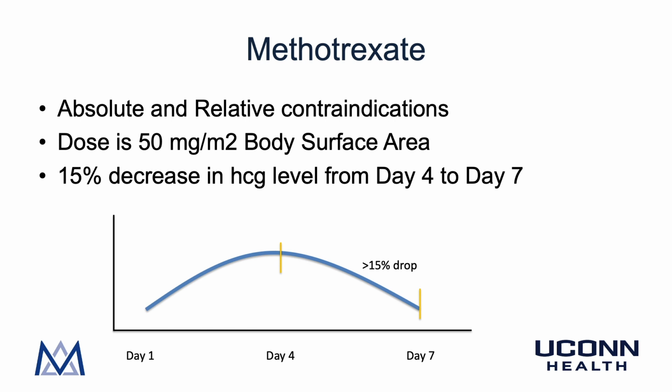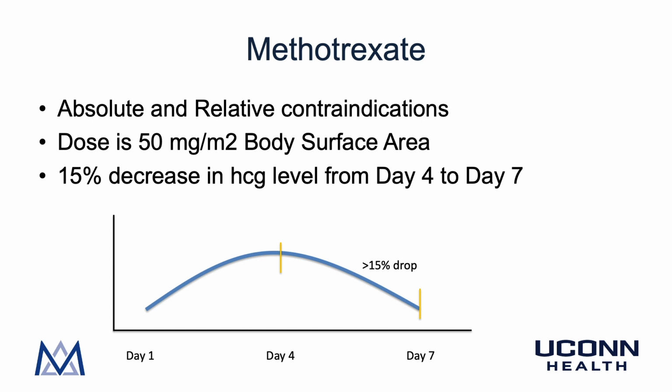However, from day 4 to day 7, there needs to be a 15% or more drop in the Hcg level. If the patient has less than this, she's given the option to have a second dose of methotrexate or to have surgical management for ectopic pregnancy.